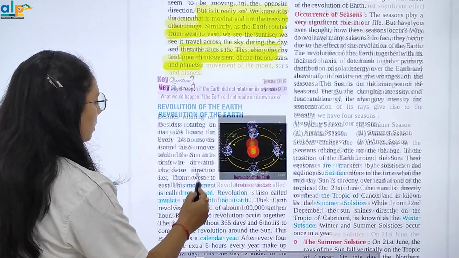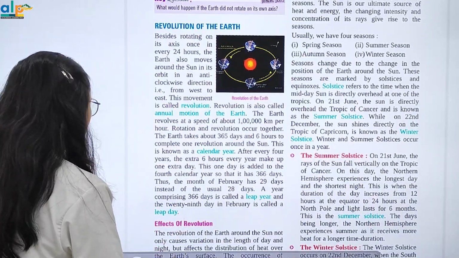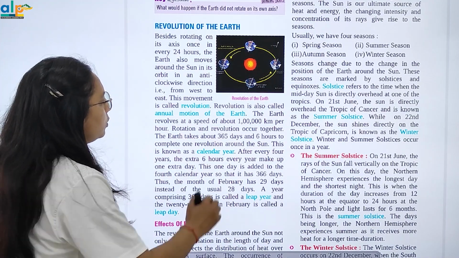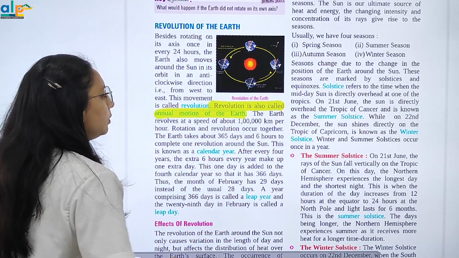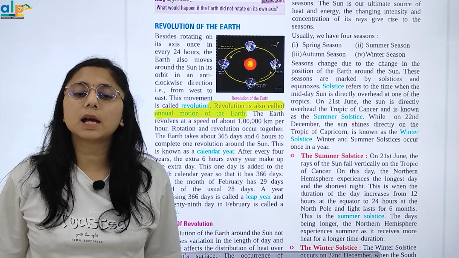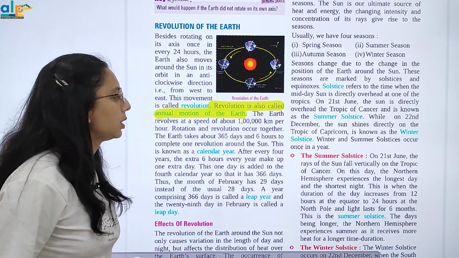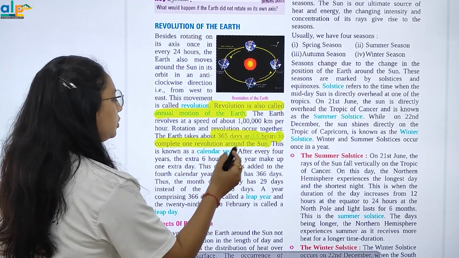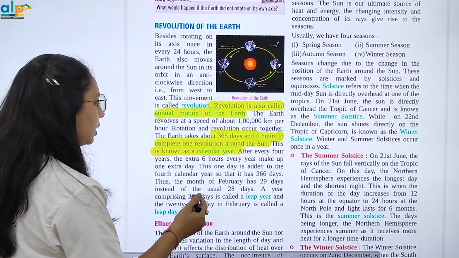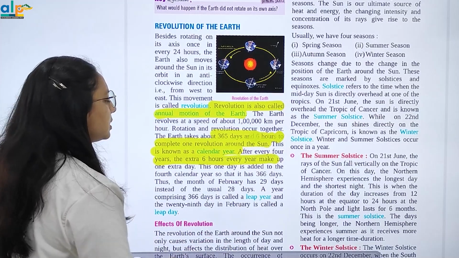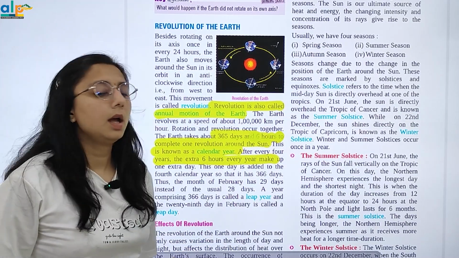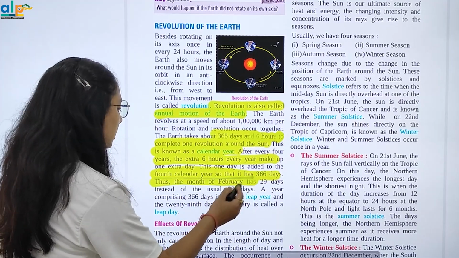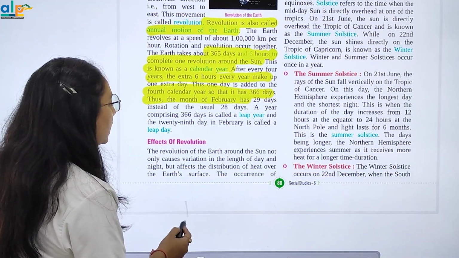Next is revolution, which causes changes in the seasons. It takes 365 1/4 days to complete one revolution. Revolution is also called annual motion, and it takes about 365 days and 6 hours to complete one revolution around the sun. We call this the calendar year. After every 4 years, the extra 6 hours every year makes up an extra day. This day is added to the 4th calendar year, so that it has 366 days. The month of February then has 29 days.